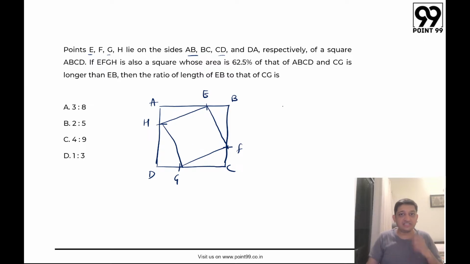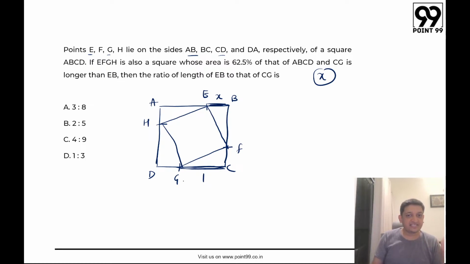Now we have to figure out the ratio of the length of EB to that of CG. EB divided by CG is what has been asked. In this kind of question, you can simply say that EB is X and CG is 1 unit, it doesn't matter, right? Let EB be X, let CG be 1. So the ratio of EB to CG will be X. If I am able to figure out the value of X, I am sorted.